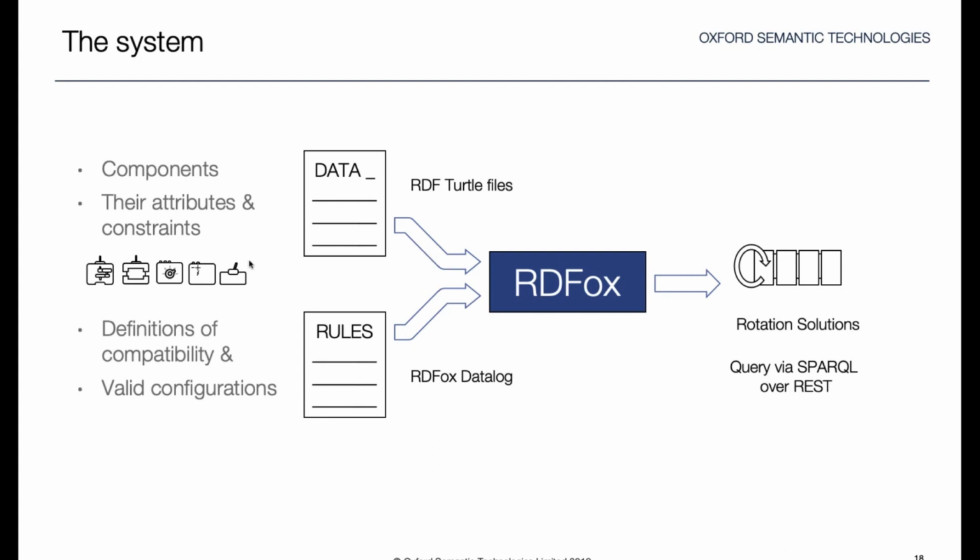Second piece of the puzzle are the rules, the definitions of compatibility. So how a motor is compatible with its power supply, for example, and also valid configurations, the fact that you can have a motor plus a power supply plus a switch, and that is a valid combination for a rotating solution. An alternative solution might be a stepper motor plus a stepper motor controller plus a power supply, again, a valid configuration, and so on and so on. So each of those are represented by rules within our system.